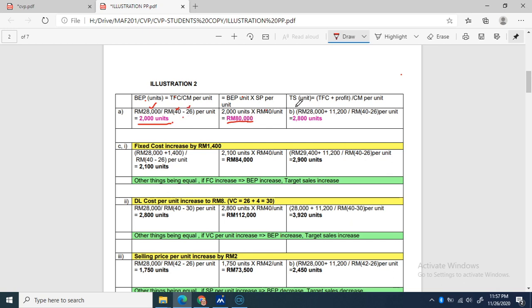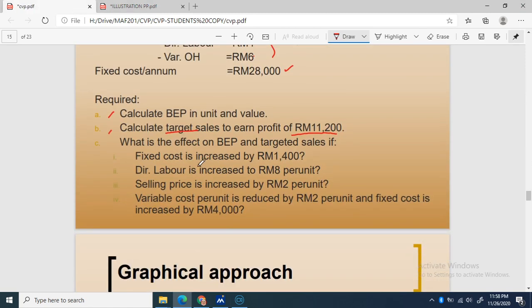So B, you are required to calculate the target sales if your profit is 11,200. So how to get target sales in unit? Total fixed cost 28,000 plus profit estimated 11,200 divided by contribution margin per unit, 40 minus 26. So you get 2,800. So this is actually what we have calculated in illustration 1. But now we refer to C.